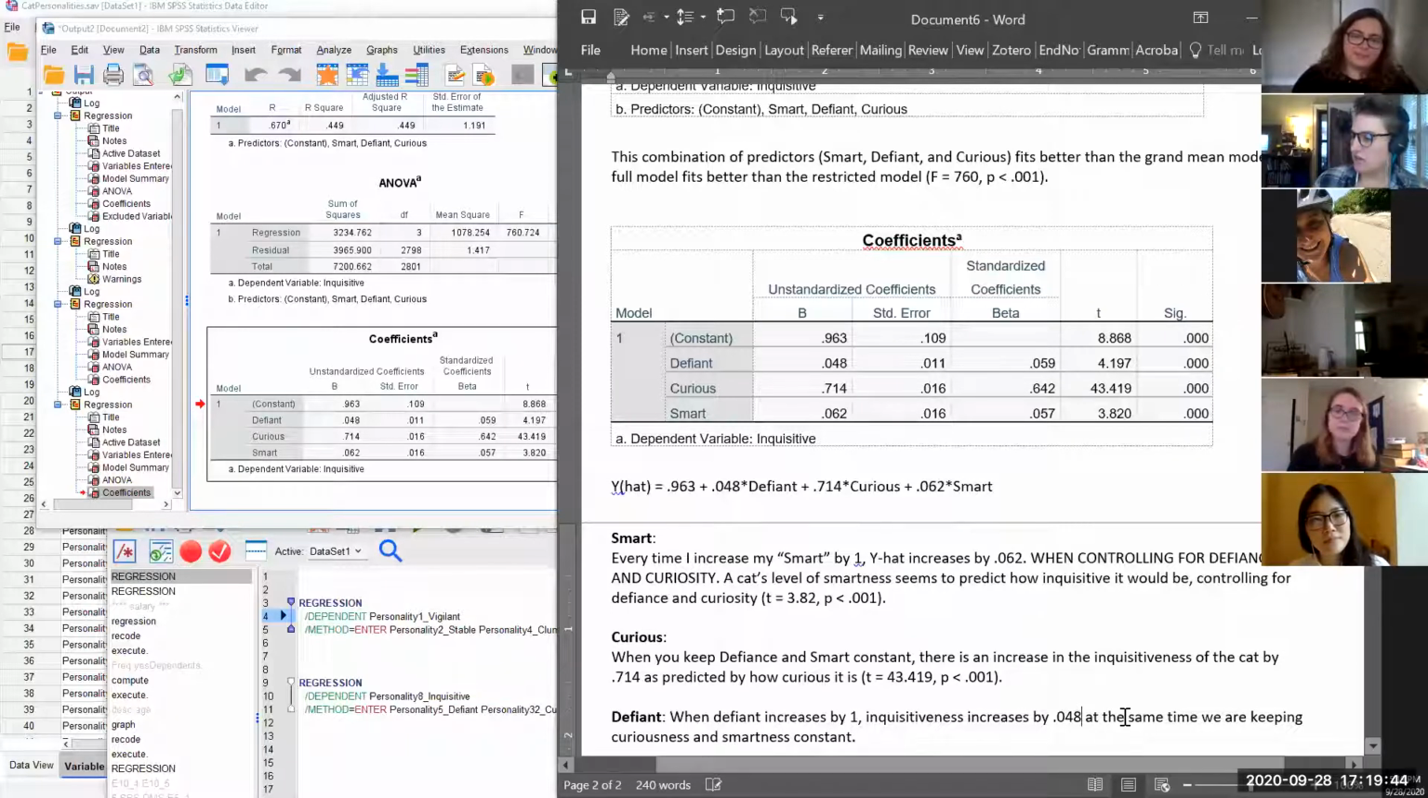The only thing I'm going to add here is I want to add a significance test. I want to make sure that we are telling the reader that this is different from 0 somewhere. If I put it there, I think it would be confusing because it would look like it's referring to keeping smartness constant and how significant that is. So I'm going to put it right here, by 0.048, T equals 4.2, P less than 0.001.